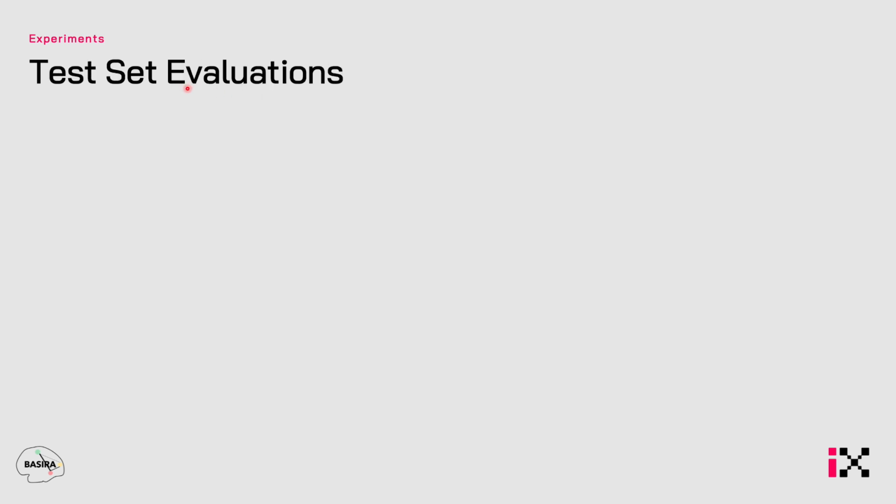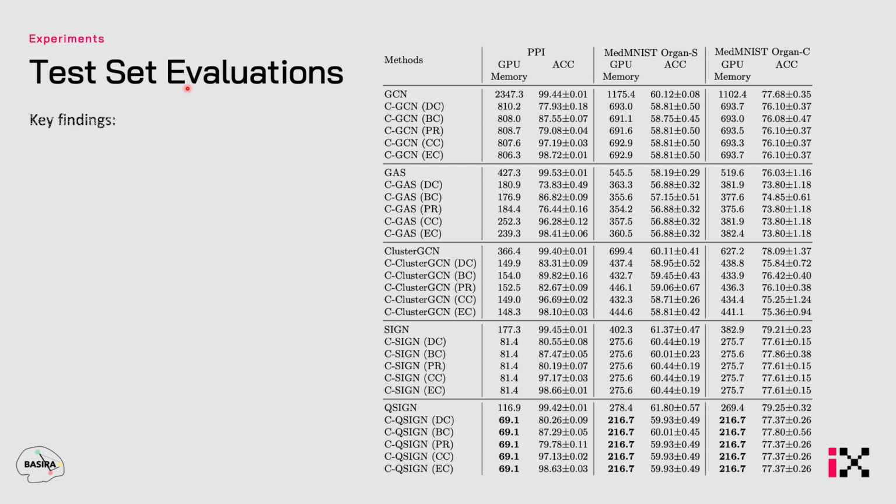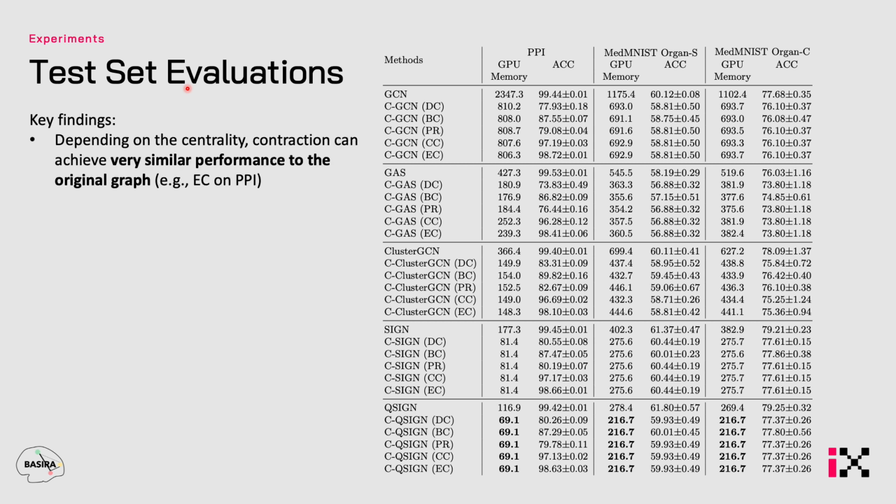Next, using this node budget, we compare the test set prediction accuracy and GPU memory efficiency. Our first finding is that depending on the centrality measure being used, our contraction can achieve very similar performance to the original graph. For example, on PPI, we can see that eigenvector centrality, or EC for short, is able to achieve very similar performance compared to full graph training. Hence, the choice of centrality needs to be treated as a hyperparameter, as different datasets can perform differently depending on the centrality measure being used.